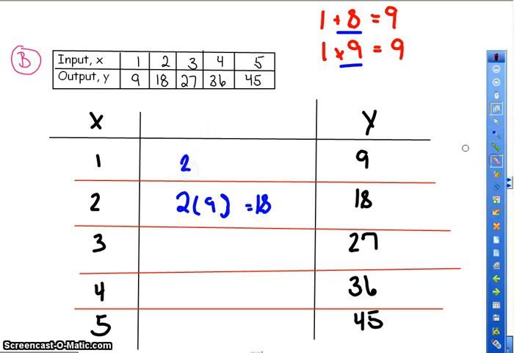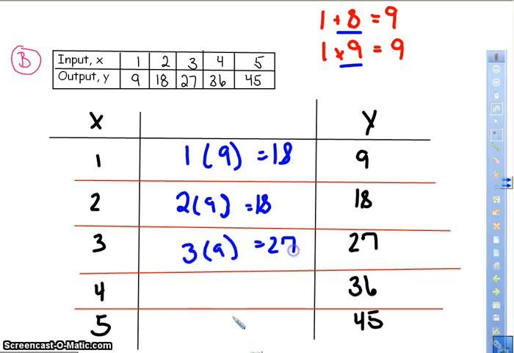Oops, not 2. 2 times 9 would give me 18. 3 times 9 we know is 27. 4, you don't have to use parentheses, you could put 4 times 9 is 36. And 5 times 9 is 45.